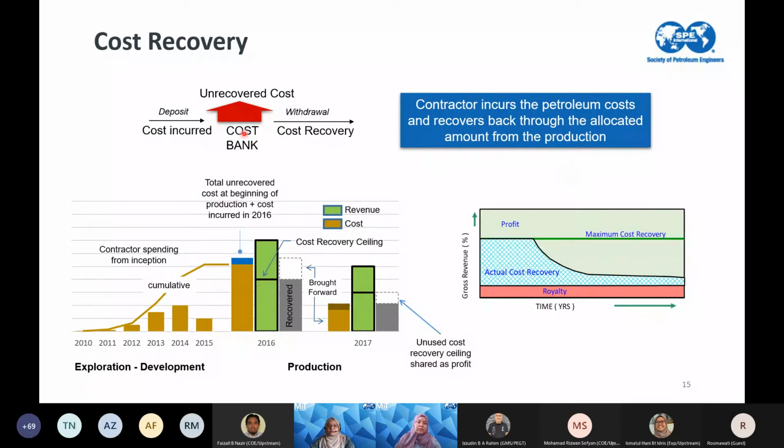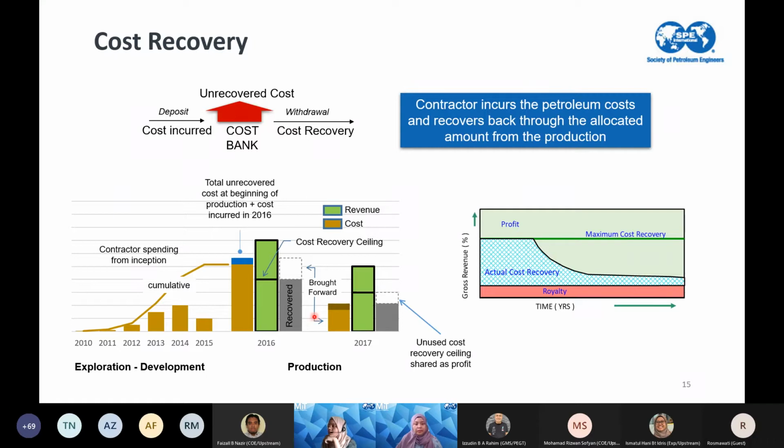So we have this thing called the cost bank. Think of it as a bank. You spend money, you keep on spending money, so you build this balance in the bank, this cost bank, until the point where you have revenue, then you start getting paid back, right? Once you start getting paid back, the amount that you get paid back is essentially called cost recovery. Whatever is left remaining in this bank is unrecovered costs. So it sounds weird to think of cost as a bank, but if you think of it that way, it might help in your understanding, okay?